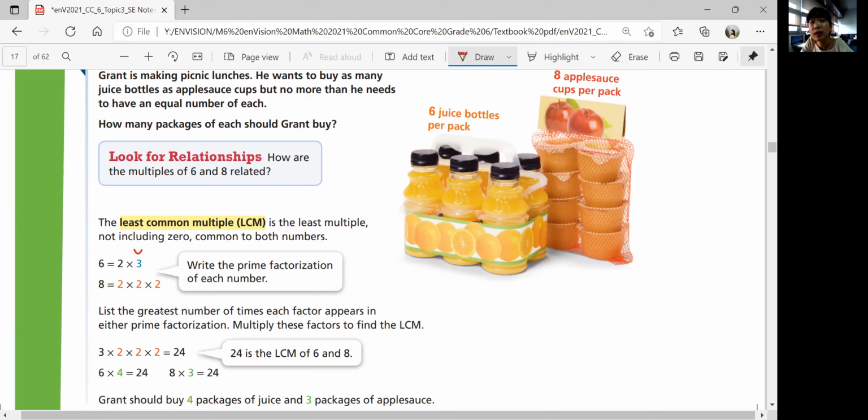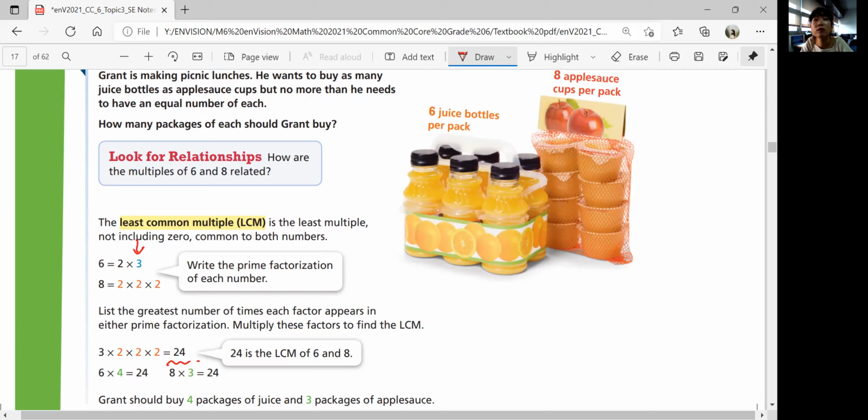And you have 3 multiplied once. So you're going to include three 2s and one 3. You're going to multiply all of them together. 3 times 2 times 2 times 2 is 24. And your number must be greater than 6 and 8 because we're thinking of the smallest number that both of them can multiply to get, right? 24 is the LCM of 6 and 8.